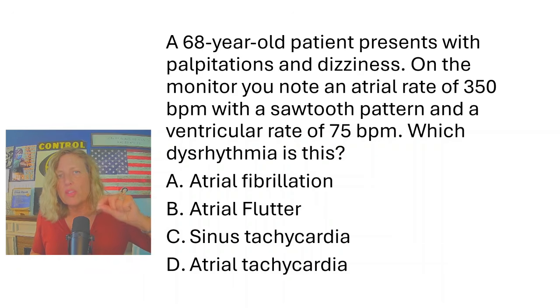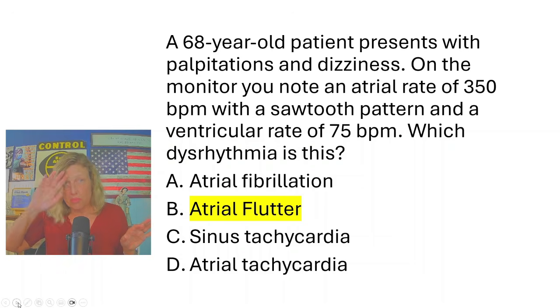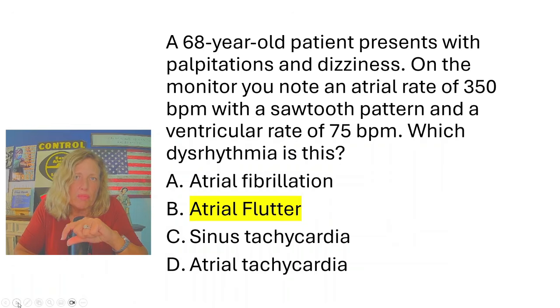The word fibrillation you have to think of as no pattern. Fibrillation means no pattern, which means if it's atrial fibrillation, there's no pattern to the P waves. Atrial flutter, you can think of the word sawtooth. Sawtooth always goes with that. So this is atrial flutter, but if we wanted to truly be accurate, we would say this is atrial flutter with a 4-to-1 conduction ratio. There's 4 P waves to every 1 QRS.